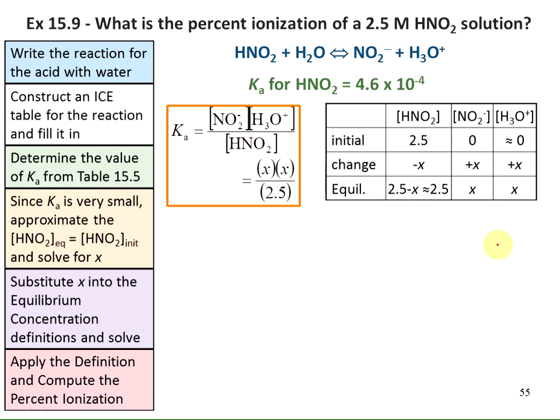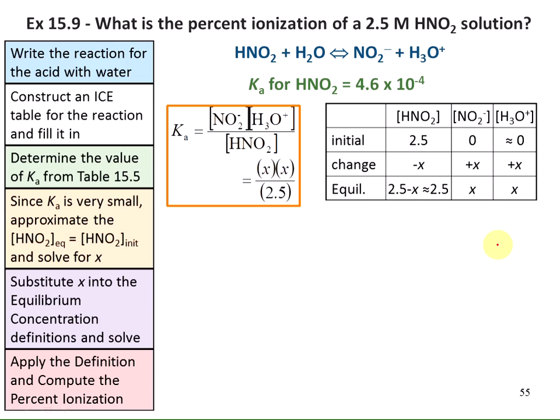Because at equilibrium the NO2 minus concentration and the H3O plus concentration are the same, we can multiply those together. Those are actually squared, so that's x squared. And we're going to assume that x is a very small change. So we're going to say that basically at equilibrium the concentration of the nitrous acid is 2.5 molar.